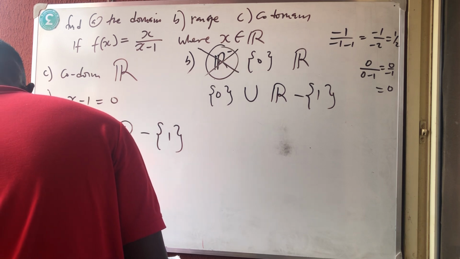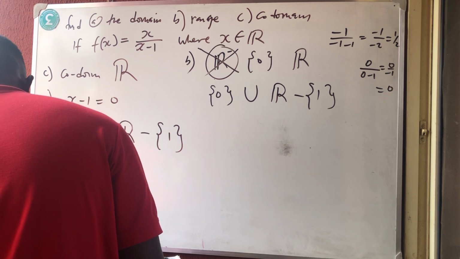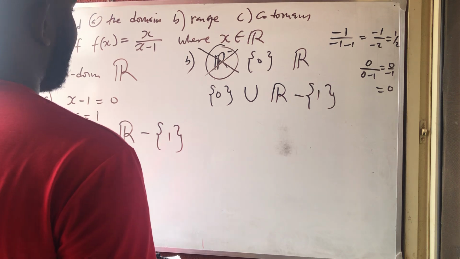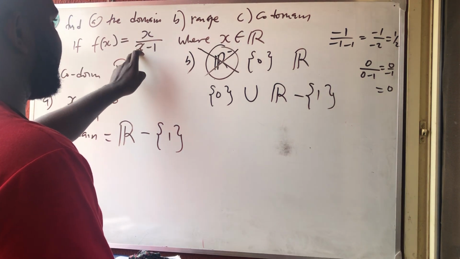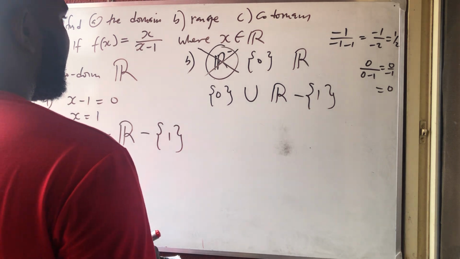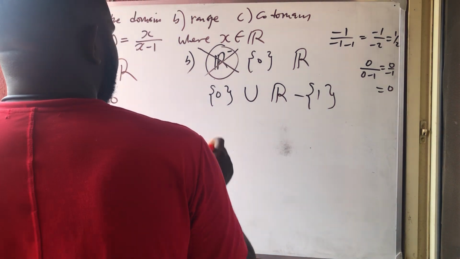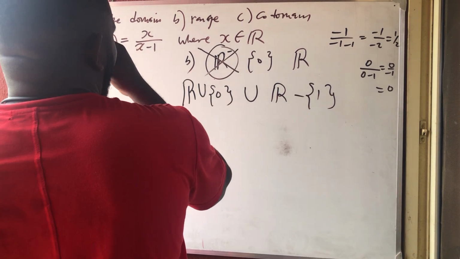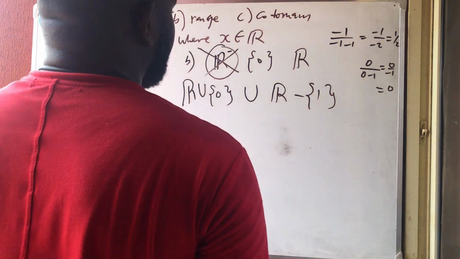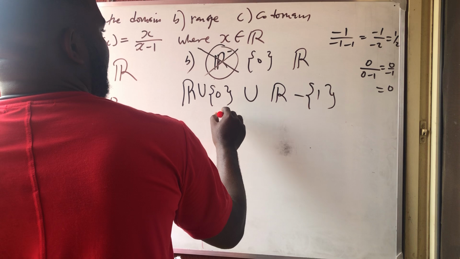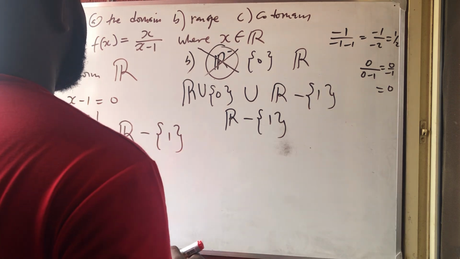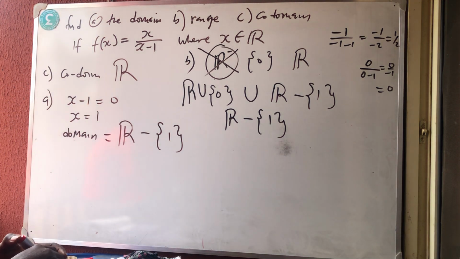So let me check if it's correct. Is there anything that can give us negative here? Let's check half. Oh, yes. We can get negative real number. If we put half, we can get negative real number. If we put anything that is close to 1 but it's not 1, we can get positive real number. So if you combine these three things, it means real number. So it's just real number minus 1 because we can never get 1. So this is my range.